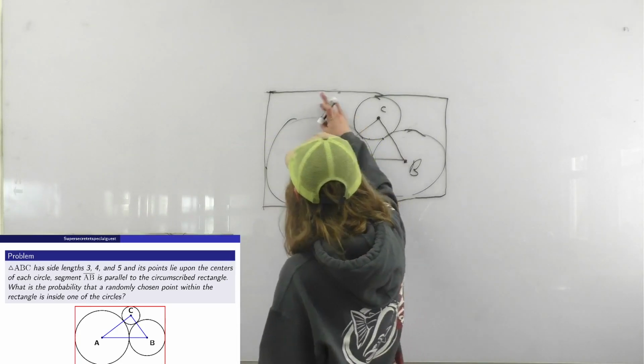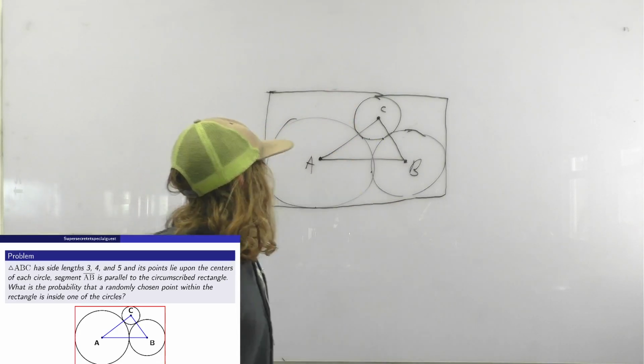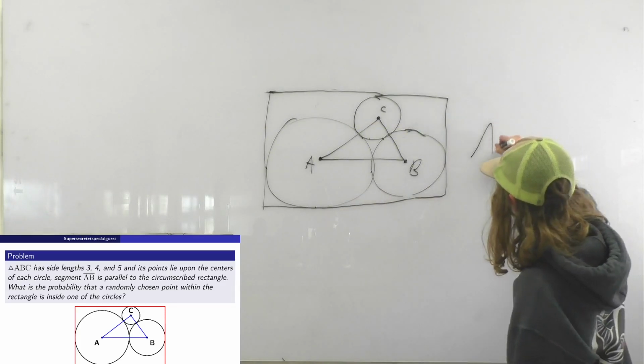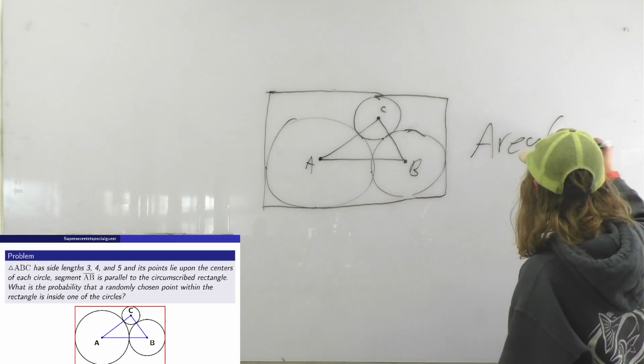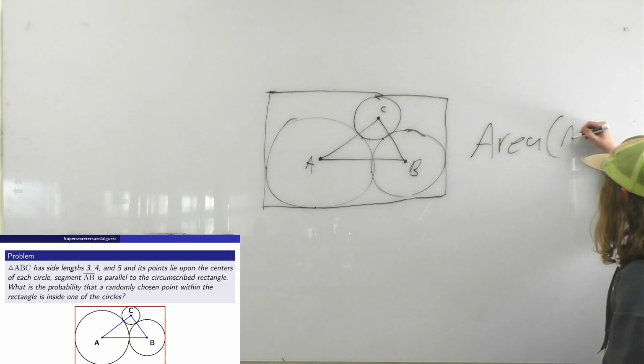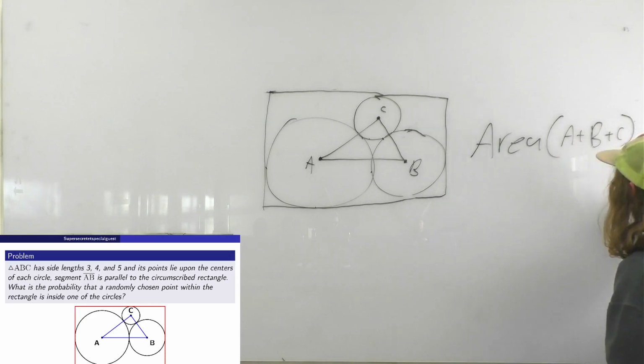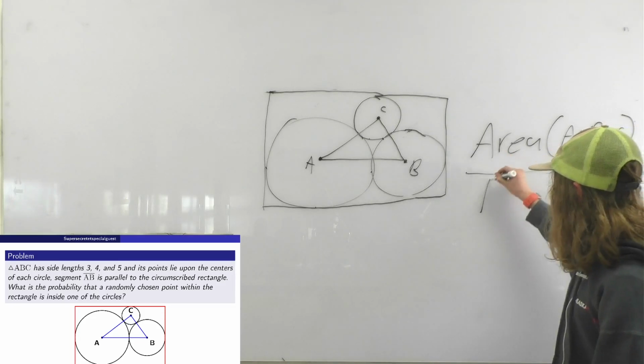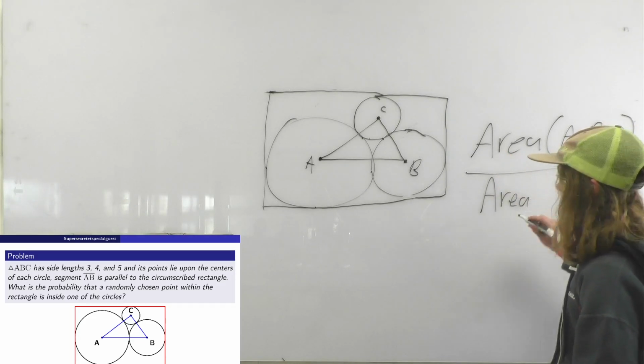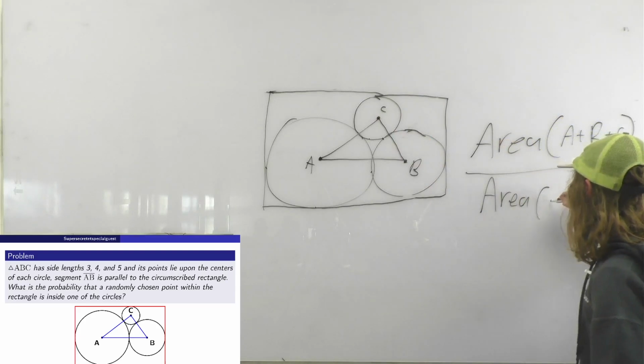So to do that, I would find the area. Here, let me write that down. I'll find the area of the circle A plus the circle B plus the circle C, and then put that over the area of the rectangle.